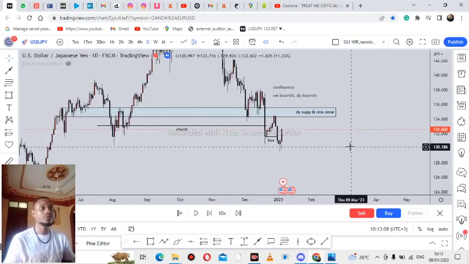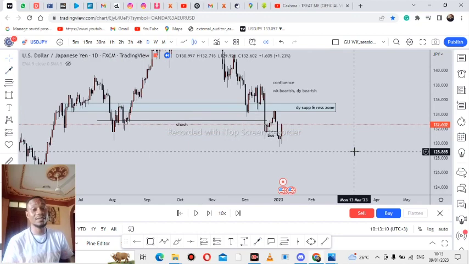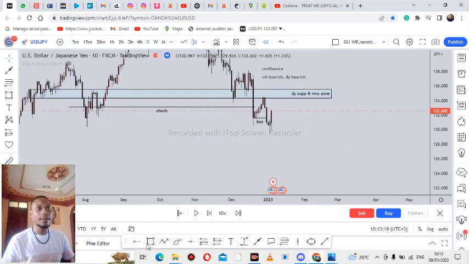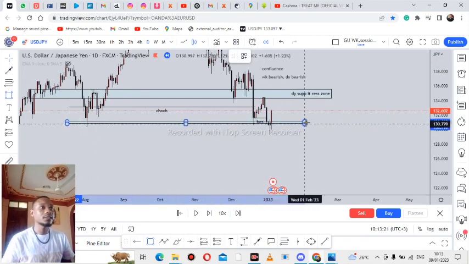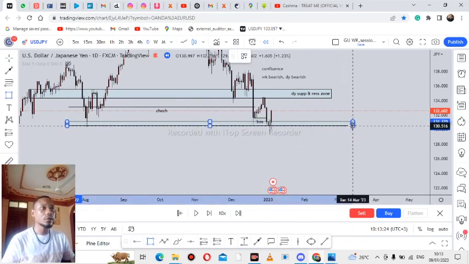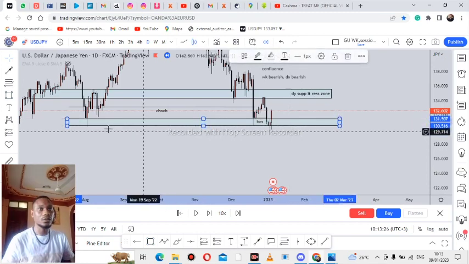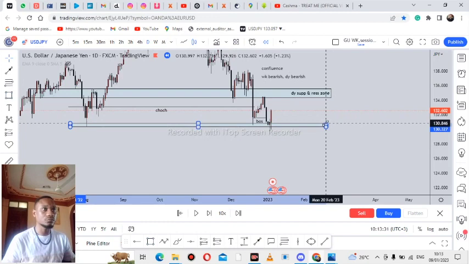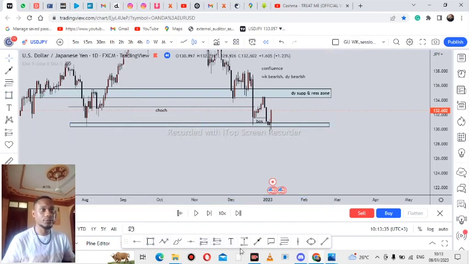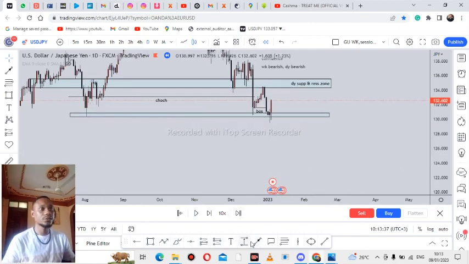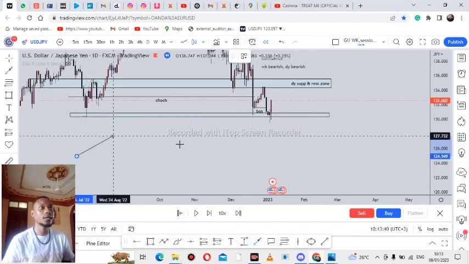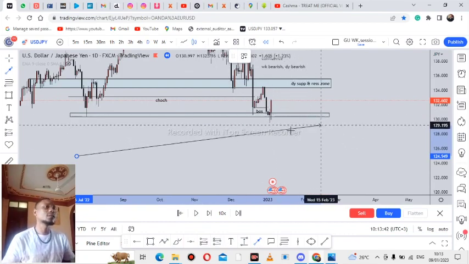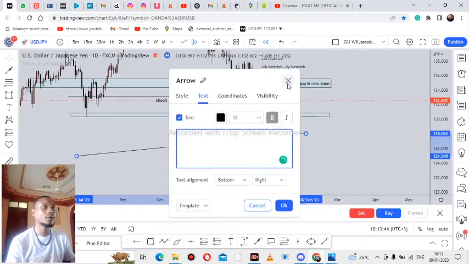Where do I exit my trade is very, very important. Whenever I enter a trade, I must figure out where do I close the trade. Looking at this area, this zone is also a support area. This zone is also a support zone. We have support in this area. So literally I will close my trade in this area once price approaches it.